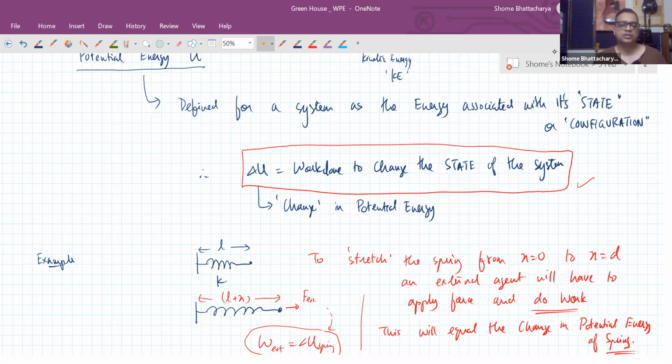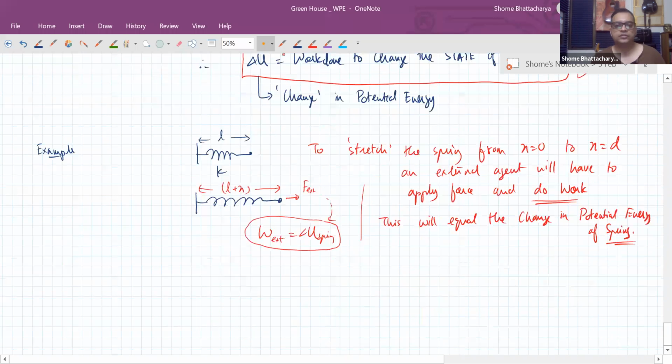Yeah, we will understand all these terms. Elastic potential energy, gravitational potential energy, we'll understand in detail. So now let's do this calculation first.